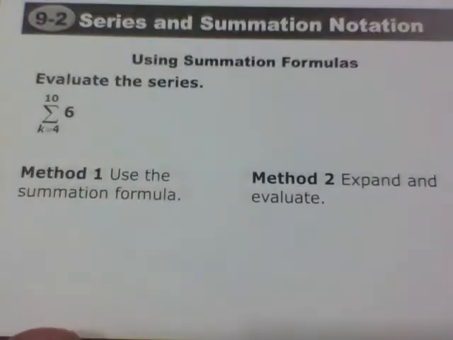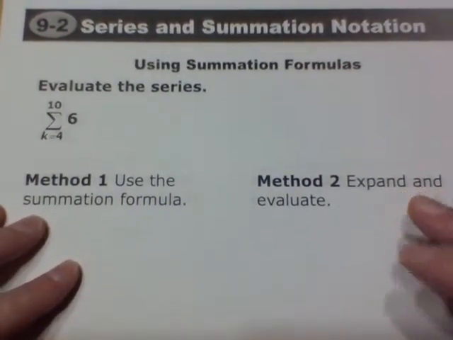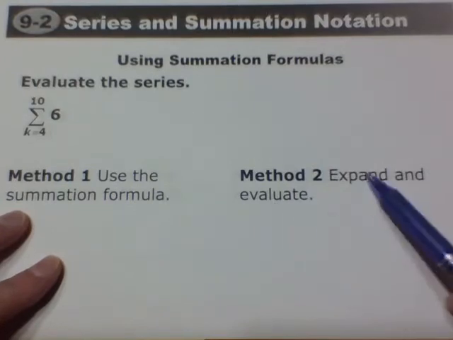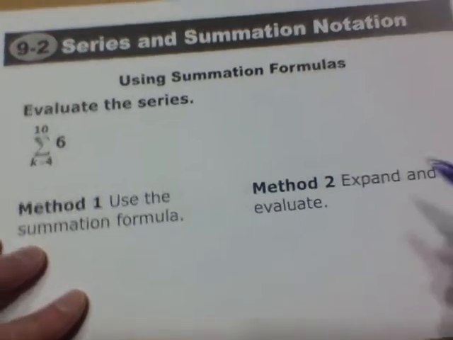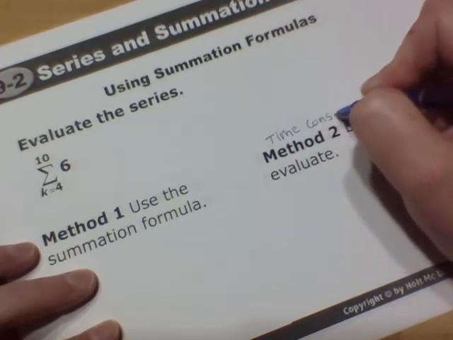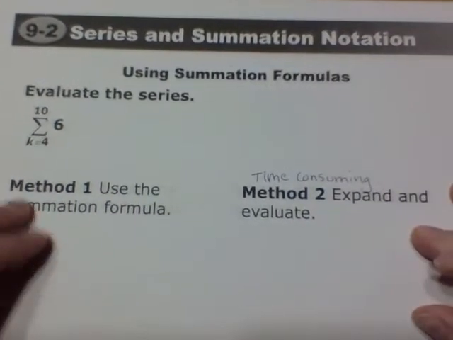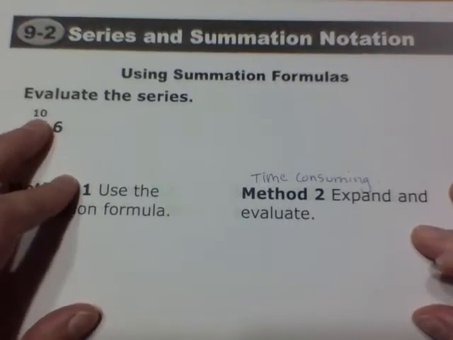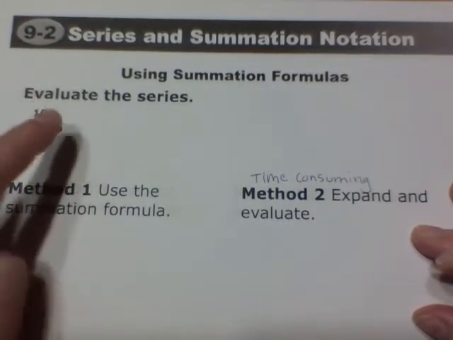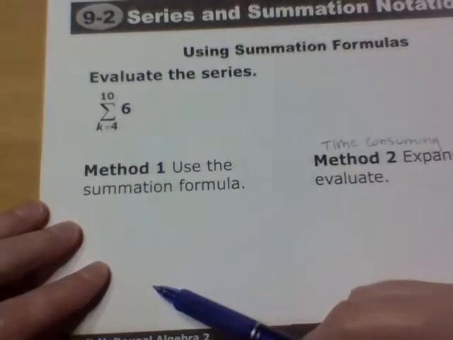All right. So we're going to do our formula, but then we're also going to just expand and see if it works. This one is usually more time consuming, especially when your ending value is very large, which on the test there will be one that has like a 50 in it. And you're not going to sit there and add 50 numbers. You're instead going to throw it in the formula.